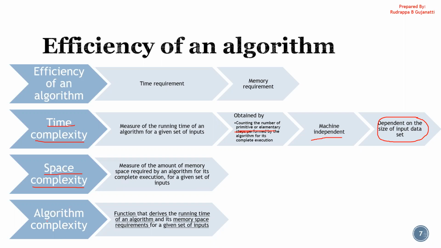Now, lastly, what is meant by algorithm complexity? This is nothing but time complexity and space complexity combined together. Algorithm complexity is basically a function that helps you obtain the time complexity information, that is the running time of an algorithm, and the space complexity information, that is the memory space requirement of an algorithm for a given set of inputs. So algorithm complexity is the function which helps us identify the time complexity and space complexity for a given set of inputs.